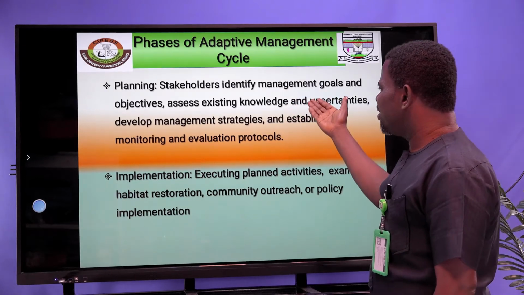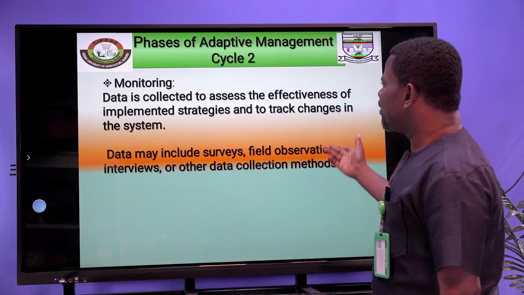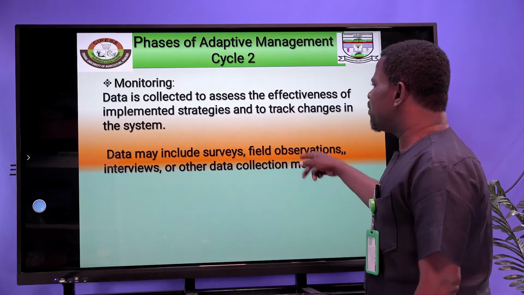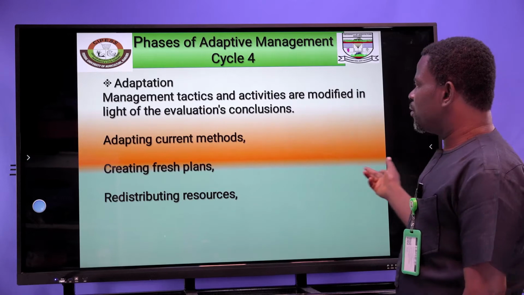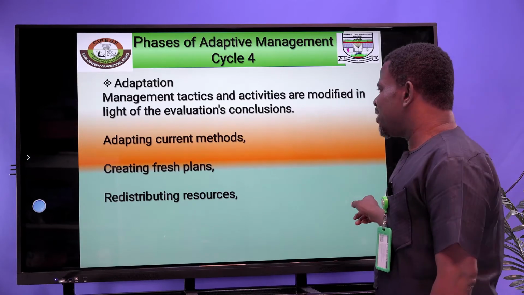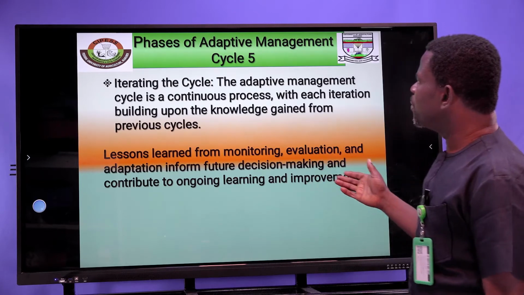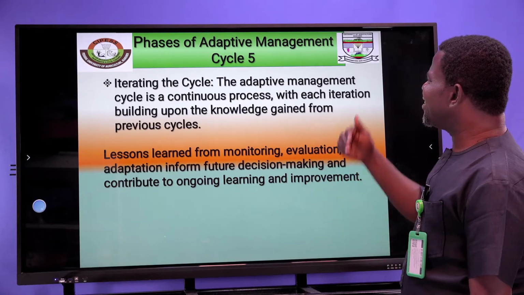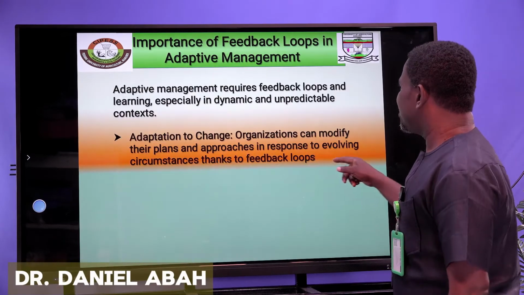The planning stage, the implementation, the monitoring. In the monitoring, you collect data, you assess the effectiveness of the implementation, the evaluation, and the adaptation. Adapting the current method, creating a fresh plan, redistribution of resources, all of these are the things you do. Then you integrate the cycle. The adaptive management cycle is a continuous process, which I have explained.